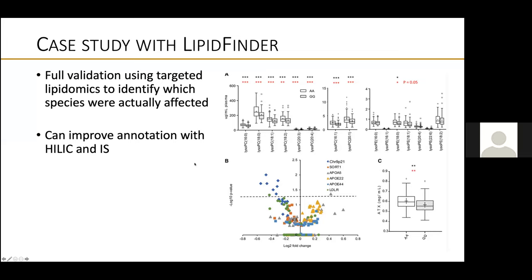But I always consider it like a kind of old style Affymetrix array where you have to validate everything you do. One way to improve this is to combine it, instead of reverse phase, which is what we did, with HILIC chromatography. This was a suggestion made recently, and I think it's a very good one.